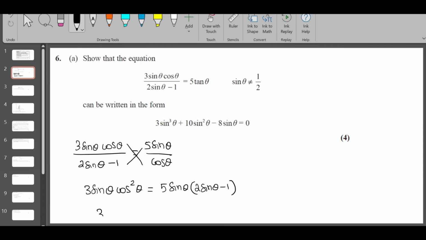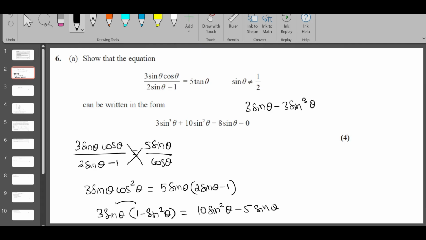Replace cos squared by 1 minus sine squared using the identity cos squared plus sine squared is 1. Open the bracket: 10 sine squared minus 5 sine theta. Here, open the bracket, you will get 3 sine theta minus 3 sine cubed theta. Put these terms on this side also: minus 10 sine squared theta plus 5 sine theta is 0. So simplify the like terms.